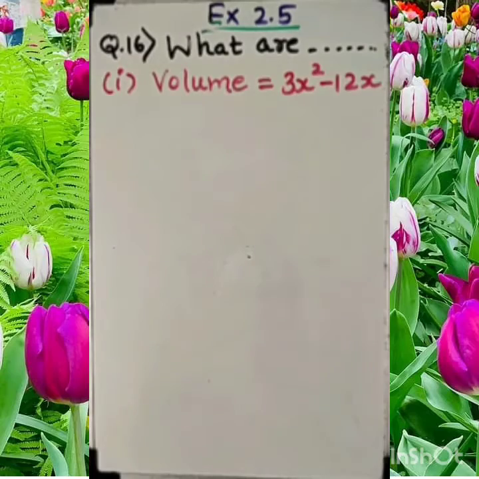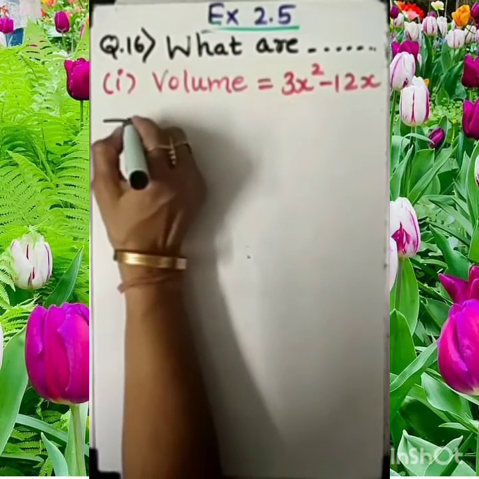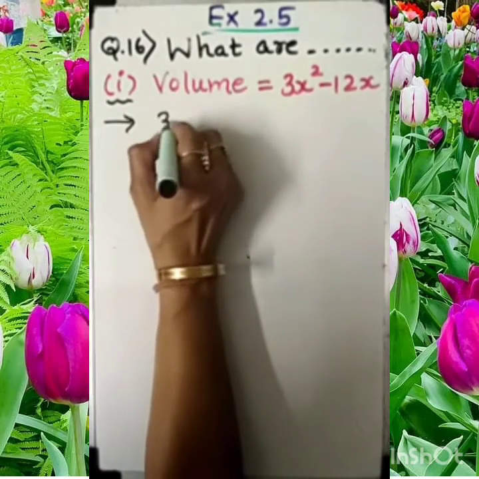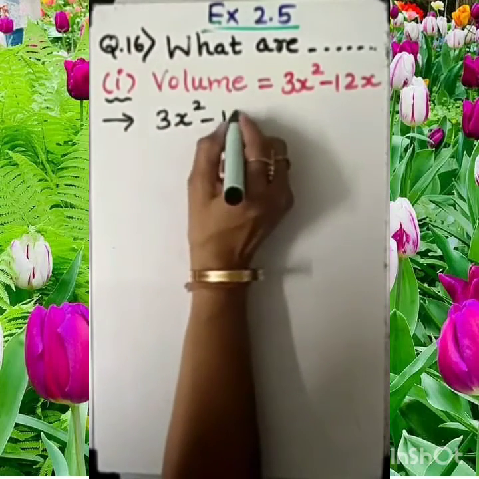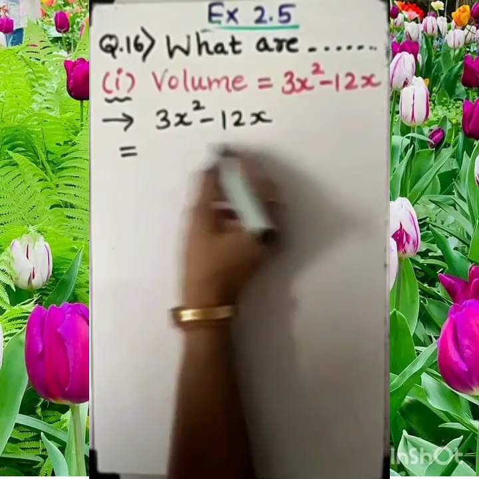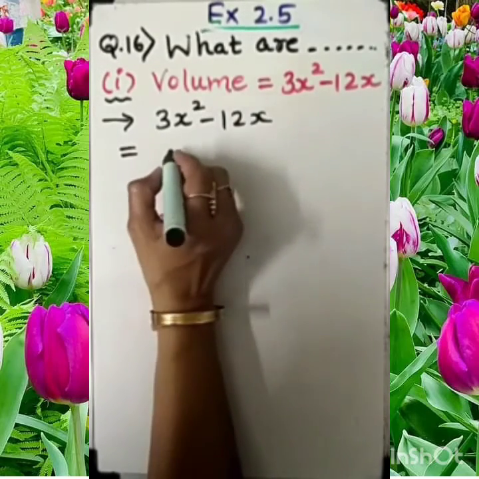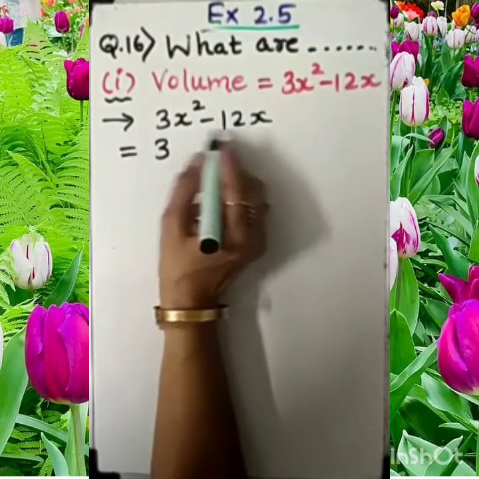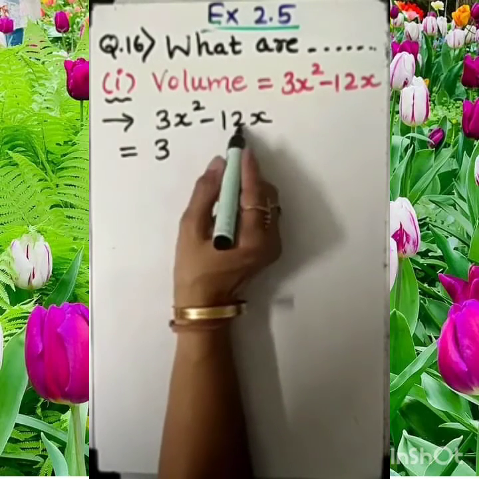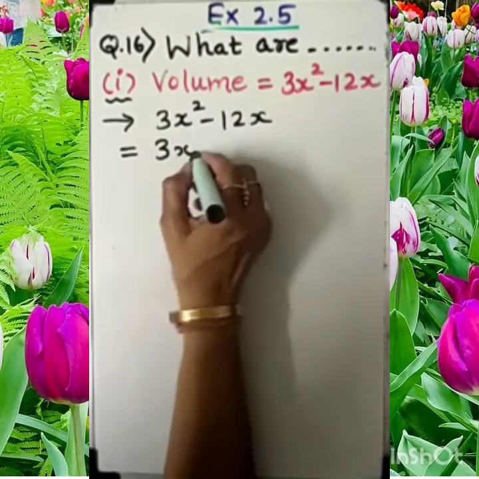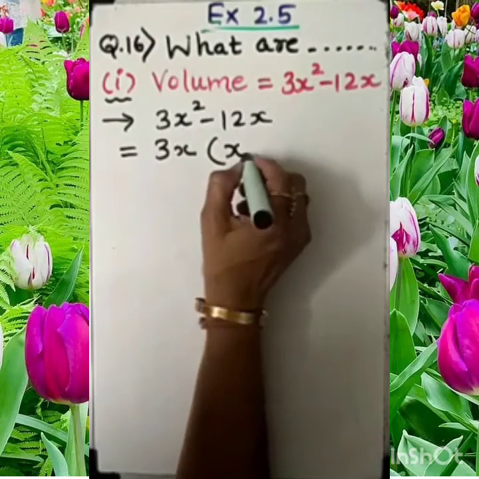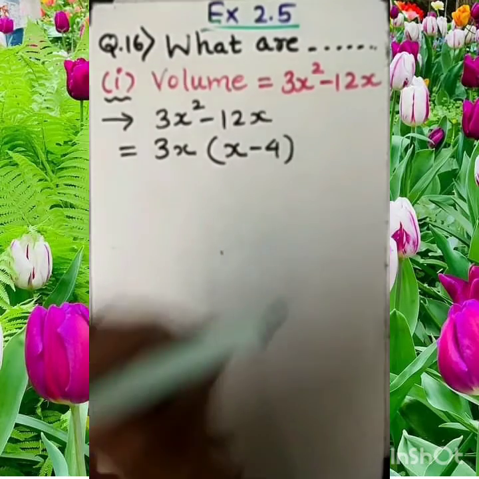Okay. So let's find its factors first. The question has 3x square minus 12x. If I want to have the factors of this, then simple. I need to take out 3 common from both of them, 3 4s are 12. Beside this, x is also common. So what is left? x minus 4 will be left.